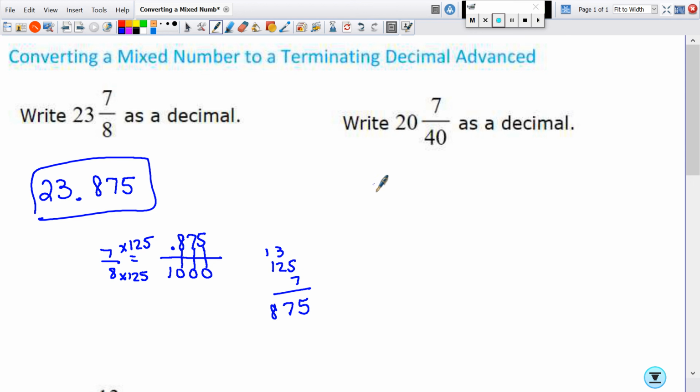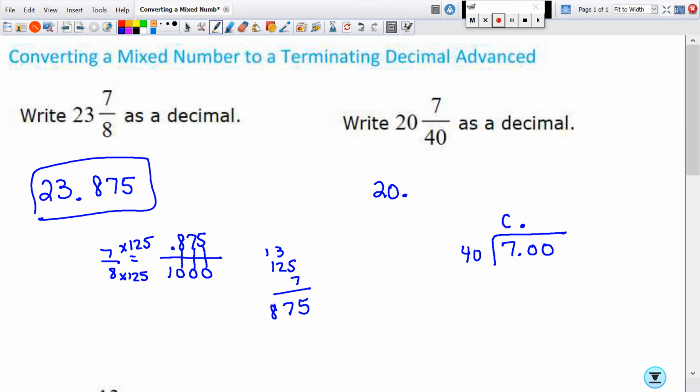So the next one, I'm going to have a 20 in front of the decimal in my answer. Now 7 over 40, you can't make 40 be a power of 10. So this one does have to be divided out. So the numerator goes on top, and I always write a decimal point and 2 zeros to start out with. And I'm going to divide it by the denominator, 40. Okay, bring your decimal point straight up.